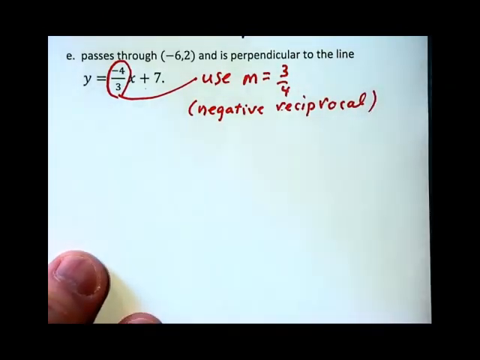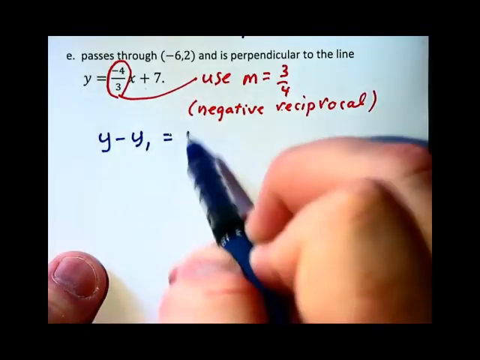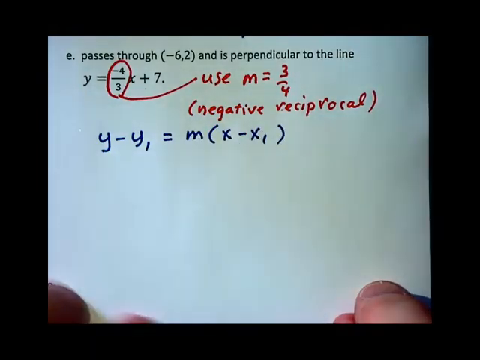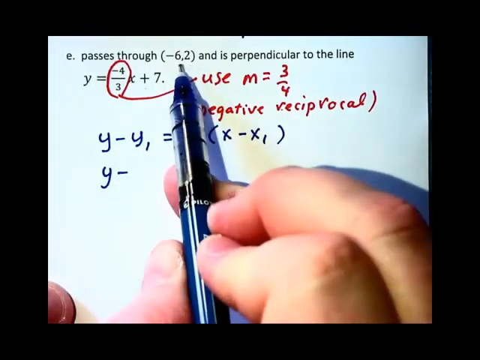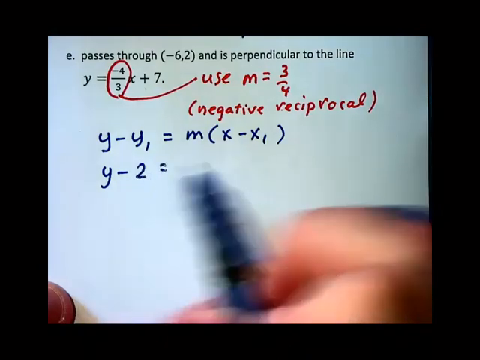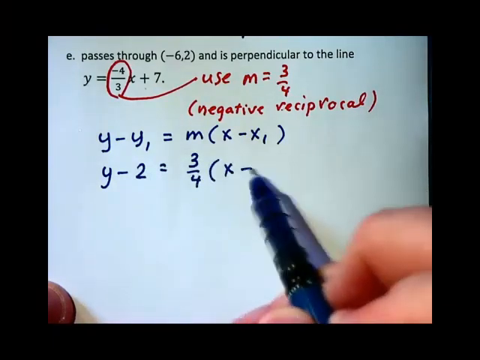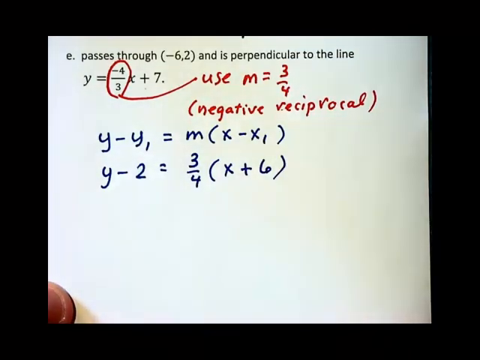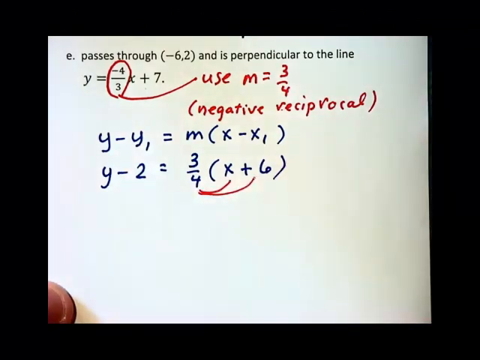And therefore we're going to have y minus y1, I'm going to rewrite that formula again, equals m times x minus x1, the point slope formula. And this will become y minus 2 equals 3/4 times x minus a negative 6, that becomes x plus 6. We're now going to distribute on the right hand side of the equation.